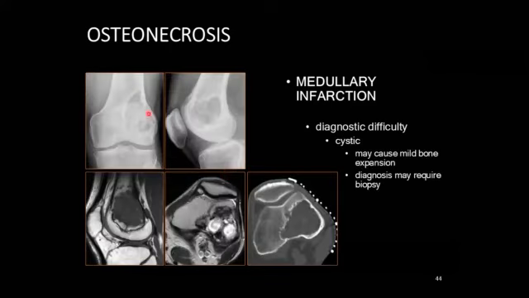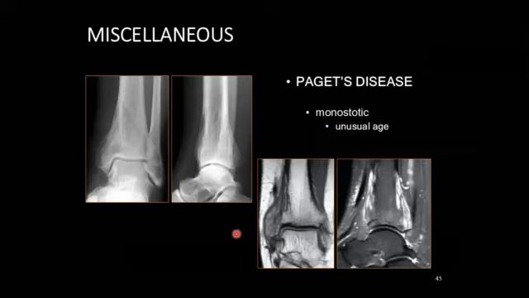Sometimes it can present as a cystic lesion. For example, you can see here, this is not very typical of medullary infarction. The cystic lesion is due to osteonecrosis and even might cause some bone expansion. If you look carefully, there is mild bone expansion, and here the diagnosis may require biopsy, especially if the history is not very typical or there are no supporting clues of bony infarction.